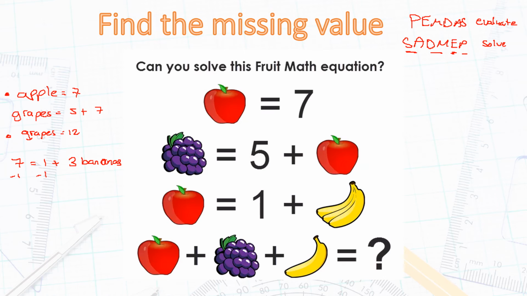So addition, subtraction, the 1 is being added to the 3 bananas. 3 has some multiplication going on, so we get rid of the 1 first. 6 equals 3 bananas. Then we're up to multiplication, division. So it's 3 times bananas. We're going to divide by 3 on both sides. We get 2 is equal to 1 banana. So then apple plus grape plus banana, 7 plus 12 plus 2 is 21. So 21 will be your answer here.